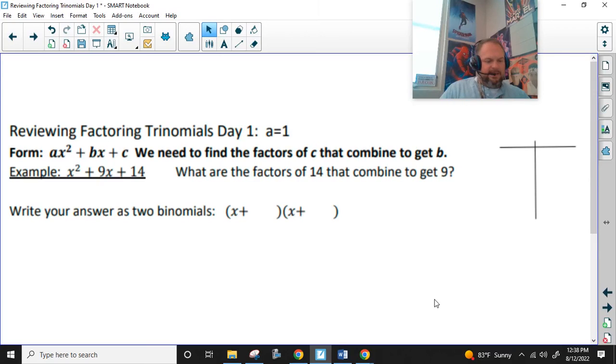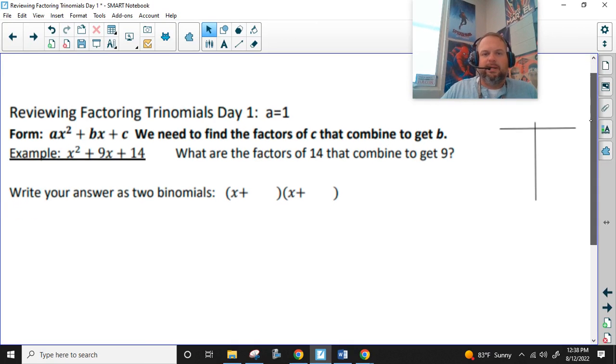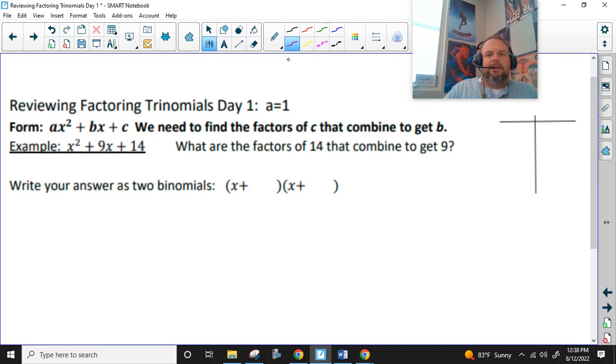All right, so today in Algebra 2, we are taking a day to review factoring trinomials where a equals 1. Now, when we're saying a, okay, this is the form. This is like your standard form for trinomials, ax squared plus bx plus c.